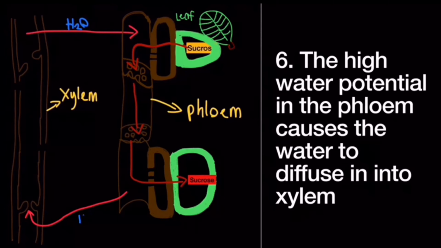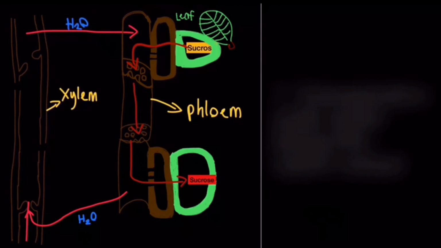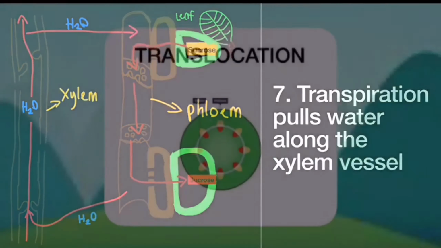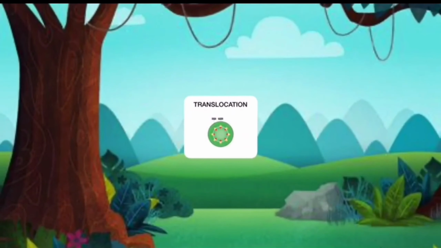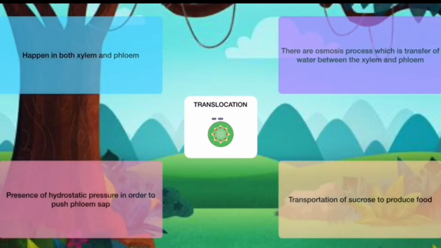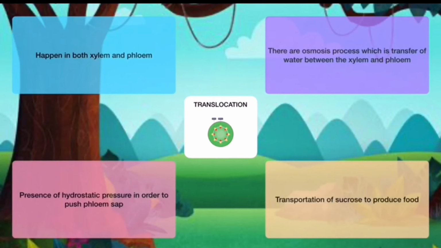Hereafter, the high water potential in the phloem causes the water to diffuse in order for it to return into the xylem by osmosis. Last but not least, transpiration pulls water along the xylem vessel against the direction of gravitational pull. In conclusion, translocation is important for plants to prepare their own food in their leaves during photosynthesis, and it shows us that they can make their own food to live longer and get energy to carry out photosynthesis.